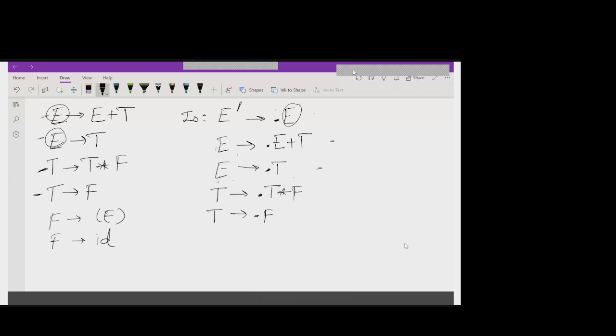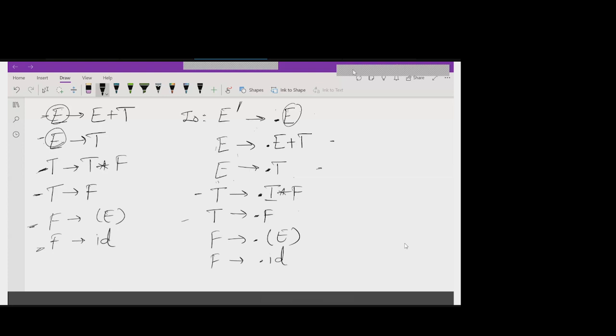Now again you are going to see another two productions: T gives dot T cross F and T gives dot F. The T productions are already there, so you do not have to go for another one. But after the dot, F is there, so you again have to include the productions which have F. So again you are going to include these two productions.